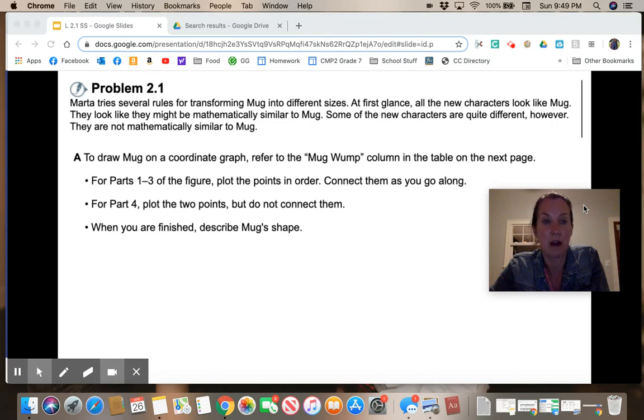To draw Mug on a coordinate graph, refer to the Mugwump column on the table on the next page. For parts 1 through 3, plot the points in order, connecting them as you go. For part 4, plot the 2 points, but do not connect them. When you are finished, describe Mug's shape. So that's question A. I'm going to show you what the chart looks like, and know that I have linked that chart, a PDF copy, in your 2.1 folder.